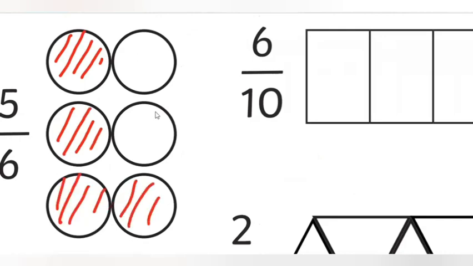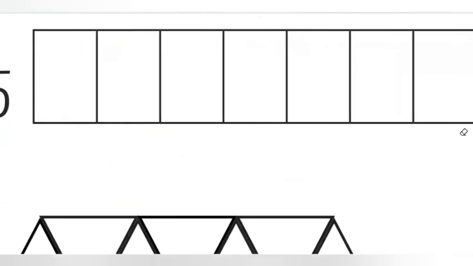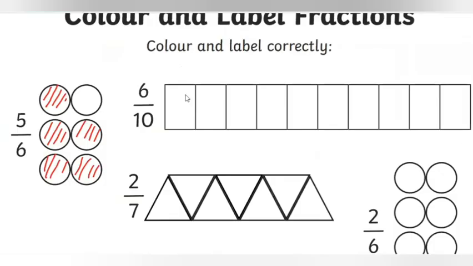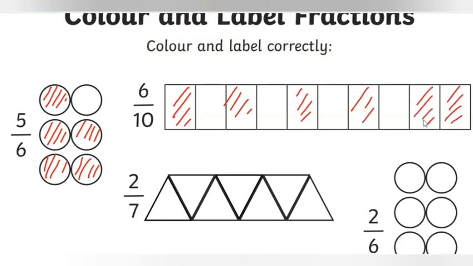Five equal parts should be colored. Here, how many parts do we have to color? We have to color 6 parts. 1, 2, 3, 4, 5, 6 out of 6. Okay. Likewise, you can do the coloring according to your desire.